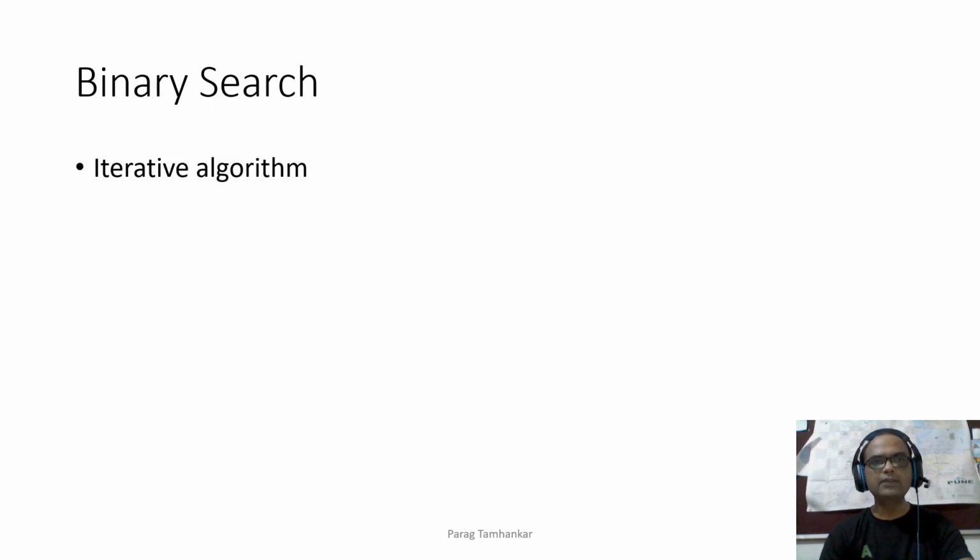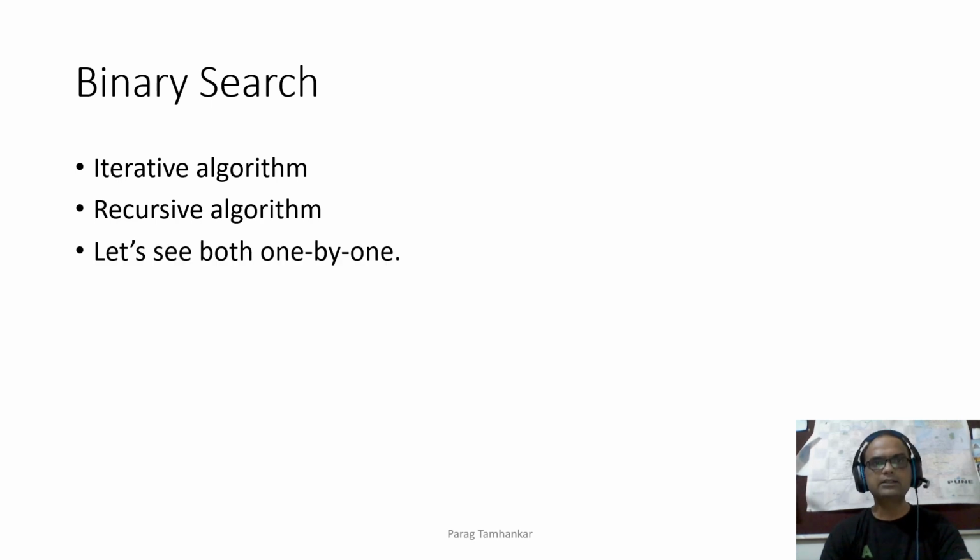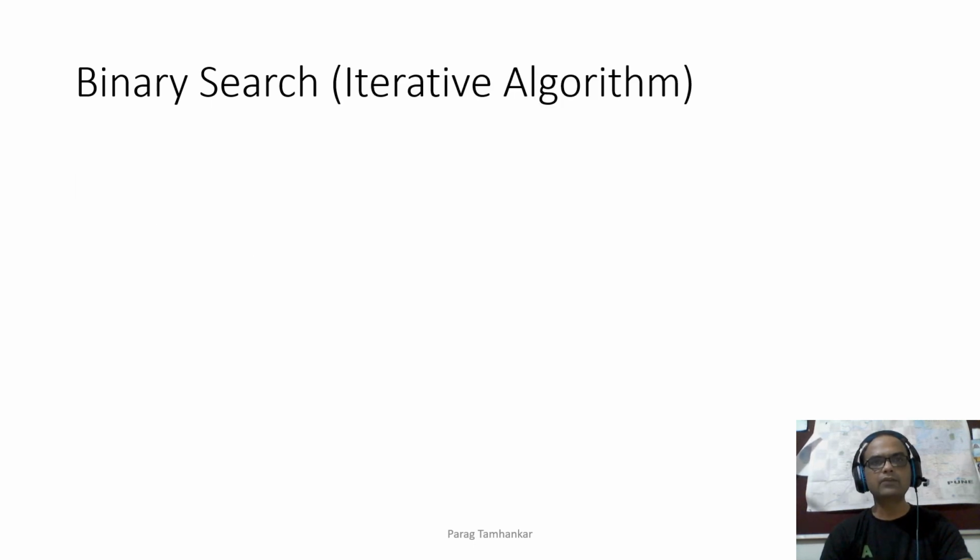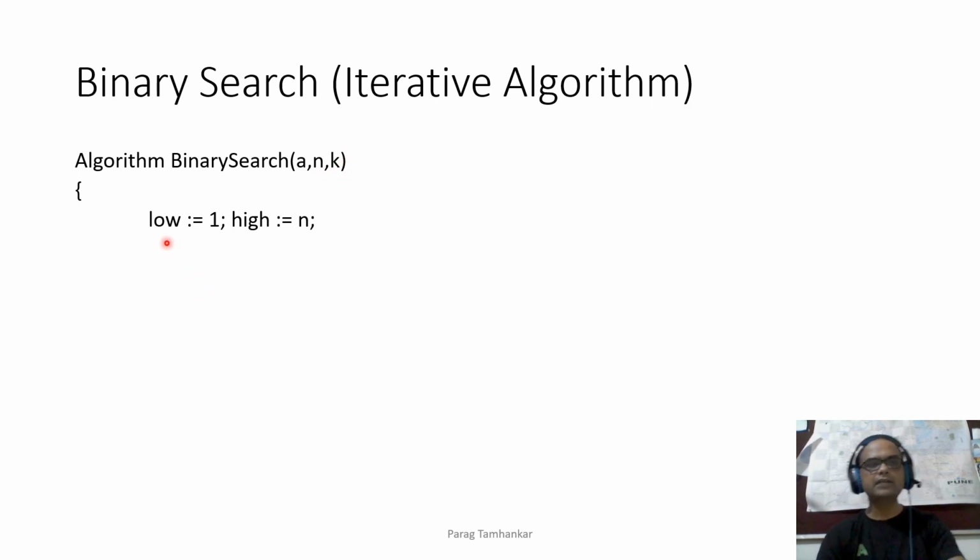So we have two possibilities: we have iterative algorithm and we have recursive algorithm. Let's see both one by one. So let's see an iterative version of binary search algorithm. We are given an array of n elements and we are searching an element k. We decide low and high. Low will be the first index and high will be the last index in the array. So low is representing the index of the first element in the array, and high is representing the index of the last element in the array.